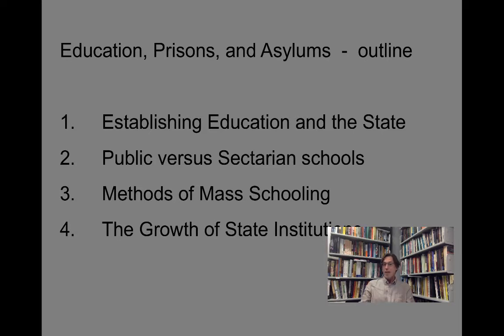Then we'll look at methods of mass schooling, and then we're going to shift outwards to look at some other institutions. And there, I want to suggest some parallels in a number of fronts about these state institutions. I've already suggested money is one of them, and growth, and a relationship to the state, but they have some other ones as well, which I think are worth pursuing.